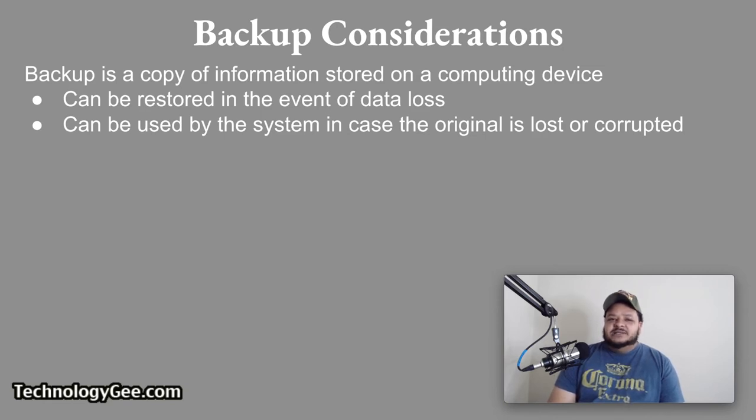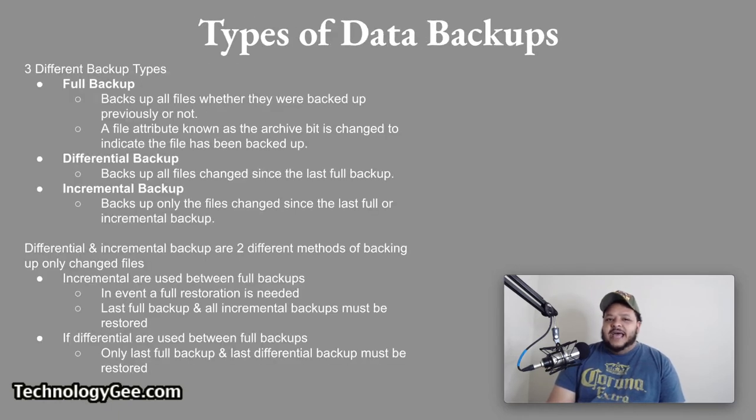In the following sections, we're going to talk about some of those methods. Types of data backup. There are three different types of data backups. You have a full backup that backs up all files, whether they were backed up previously or not. When the file is backed up, a file attribute known as the archive bit is changed to indicate the file has been backed up.